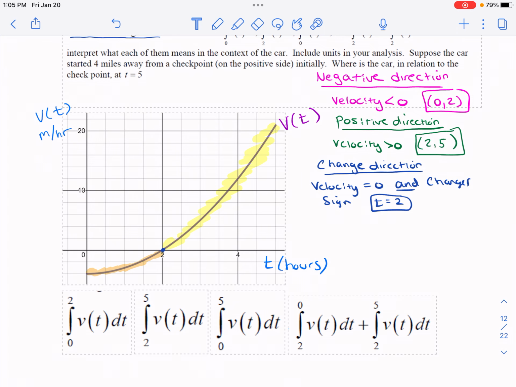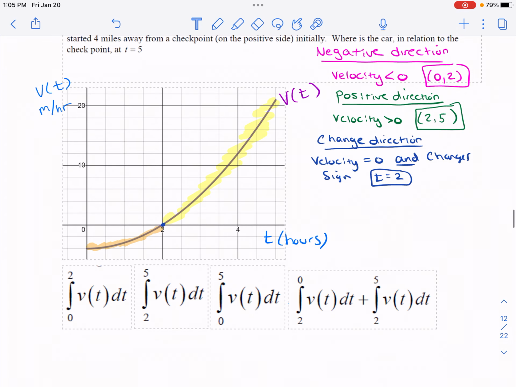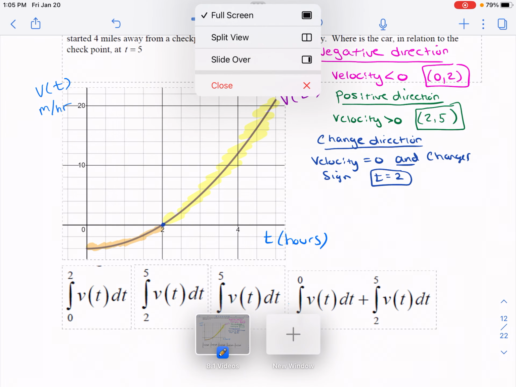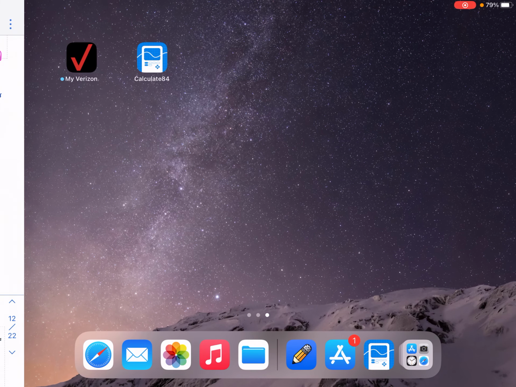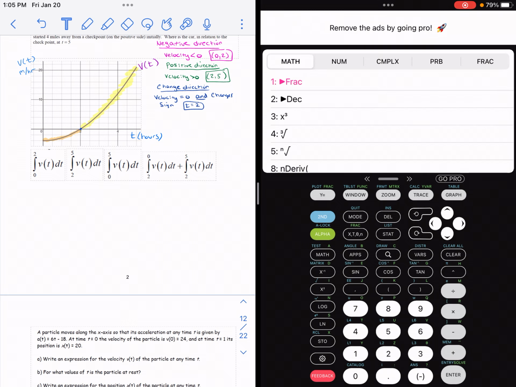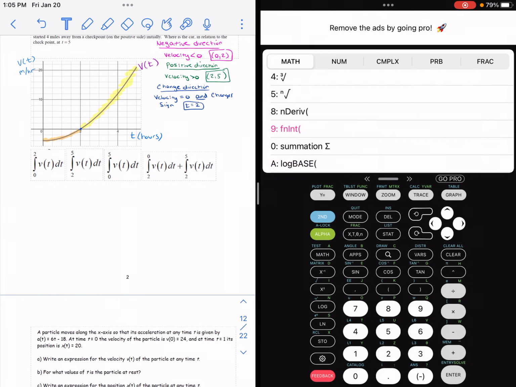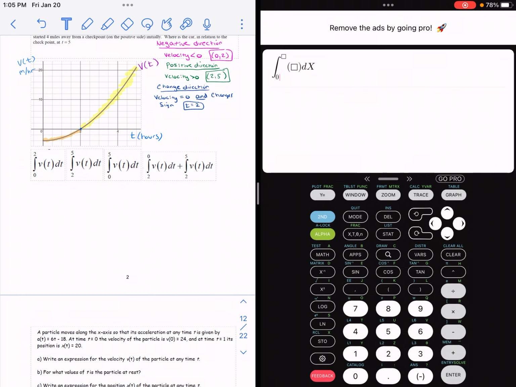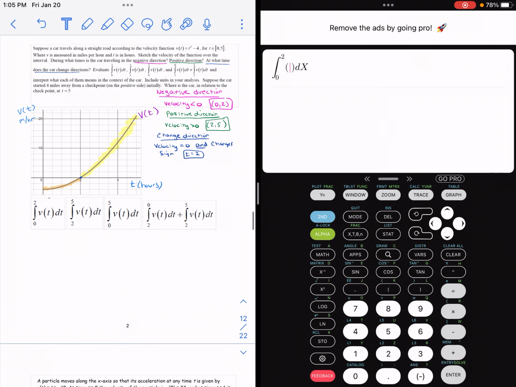So I'm going to use a calculator to do this. We're going to evaluate all these using a calculator. And so I'm going to split screen here. All right, and so I'm going to integrate my velocity with those varying limits of integration. So I'm going to hit math. I'm going to go to fnint. I'm integrating. My first one's from 0 to 2. And my function, of course, is x squared, or I'm going to use x squared minus 4. Press enter, I get negative 5 1/3.